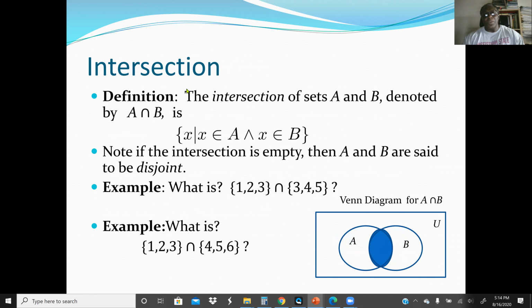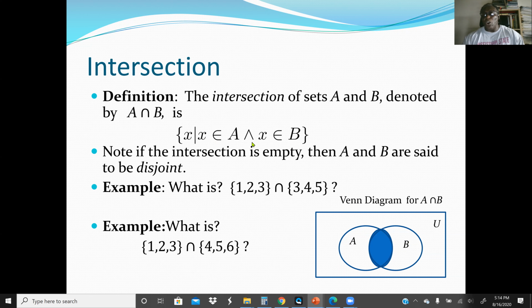Then intersection means we only need the elements that are in both A and B. Only elements that are in both A and B. So here, the intersection of sets A and B, denoted A intersect B, is, as we can see in the term here, where every x represents an element, every element that belongs to A and also belongs to B.